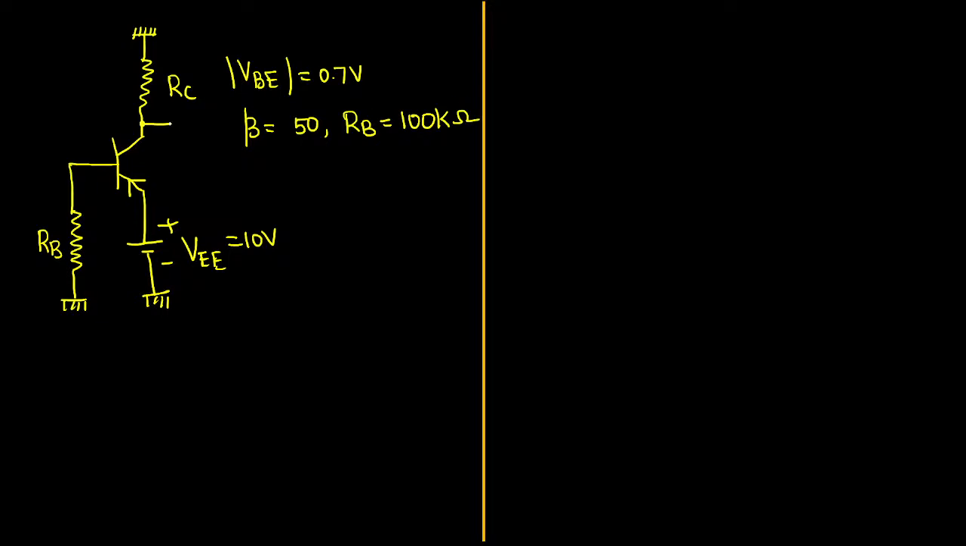And here at this terminal, V0, that is also given: the value of V0 equal to 5 volts. Then what is the question, sir? RC equal to dash, that is the question.